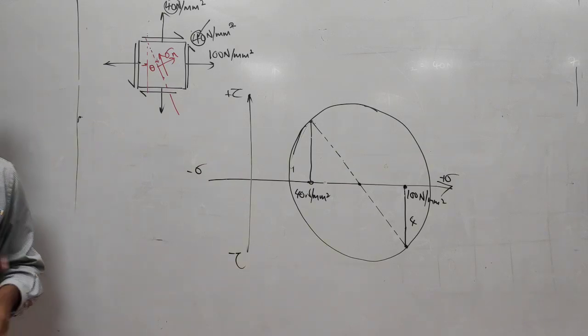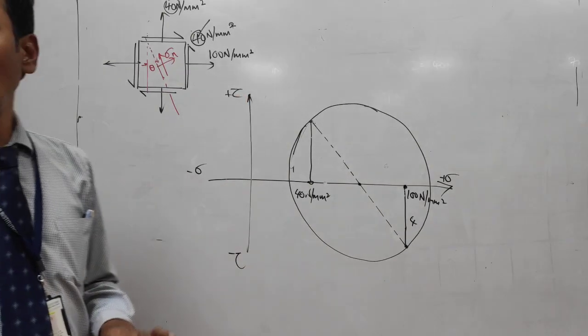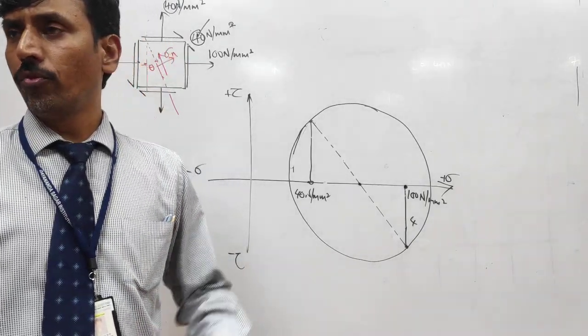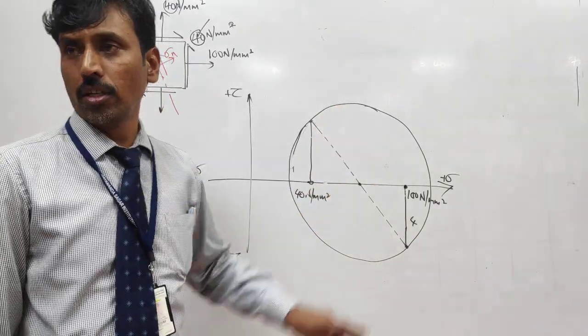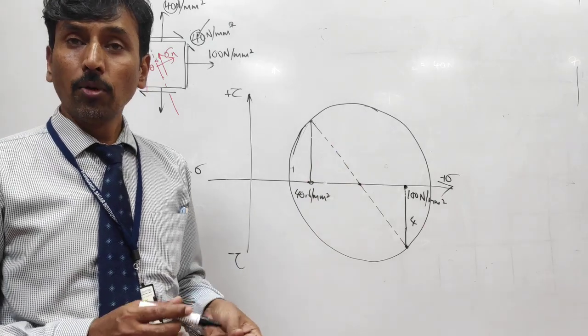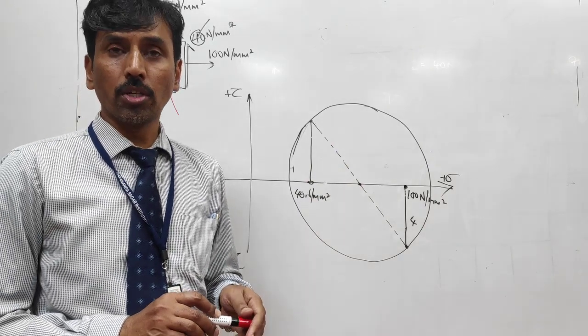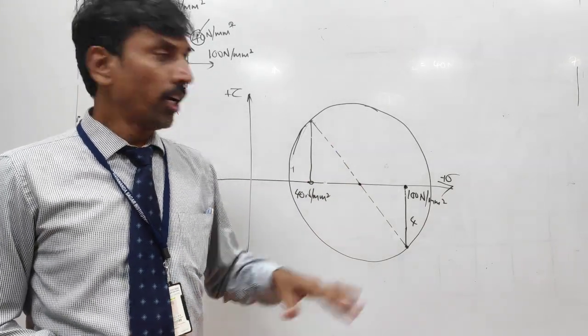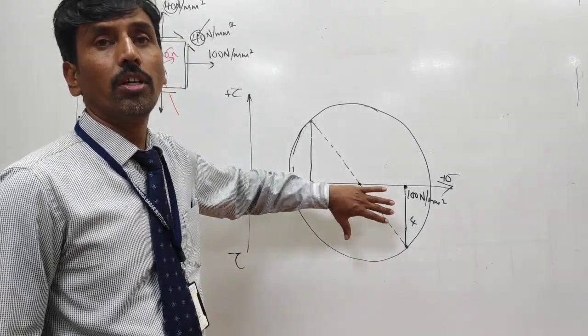Now once you have drawn the circle, almost 80% of the manual work of drawing the circle is over. Now getting the values from this Mohr circle is the question. And also we need to relate this to the equations.